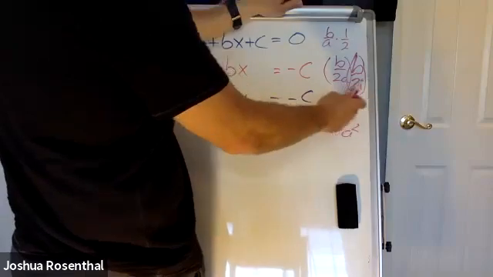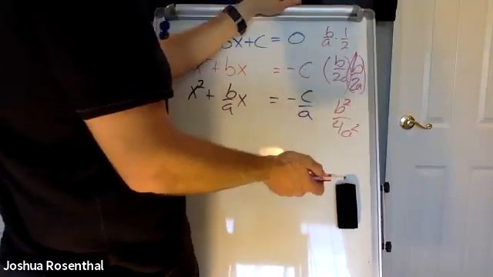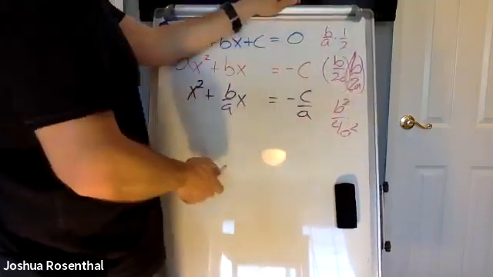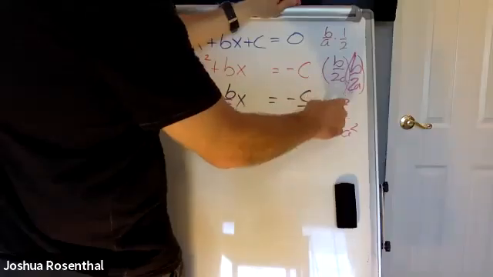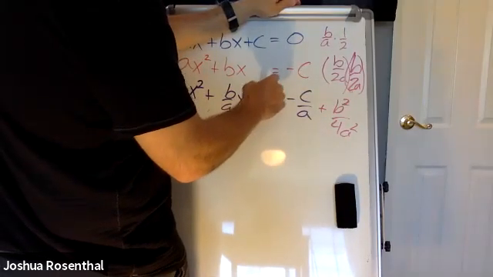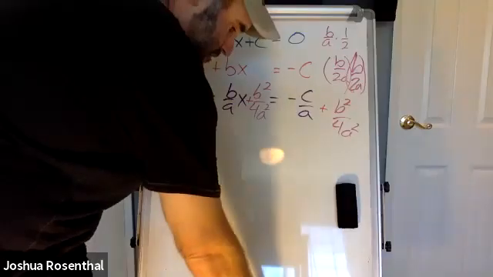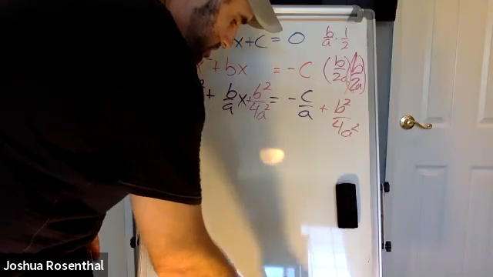When you add fractions, you don't change the denominator. You just write it over one common denominator. But when you multiply fractions, you actually multiply the denominators. So this is the value you need to add to both sides. Let me write that down. It's b squared over 4a squared.